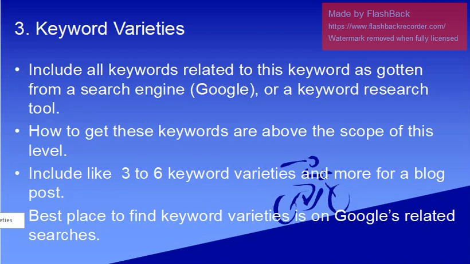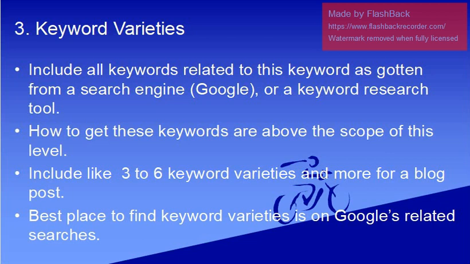Now, the keyword varieties should include all keywords related to this keyword as gotten from a search engine or a Google keyword research tool or a keyword research tool. How to get these keywords is above the scope of this level, but ideally you should include like 3 to 6 keyword varieties and more for a blog post. Now, the best place to find keyword varieties is Google's related searches.